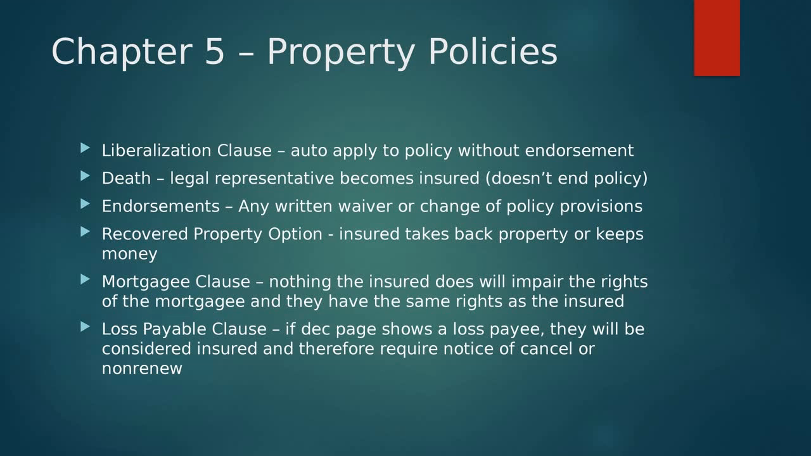The death of an insured under a property policy does not stop the policy. In this case, the legal representative becomes an insured so that the property can be properly adjudicated after the person's death. Endorsements are going to be any written waiver or change of a policy provision. These are going to have to be done in writing by the insurer, typically by an underwriter.